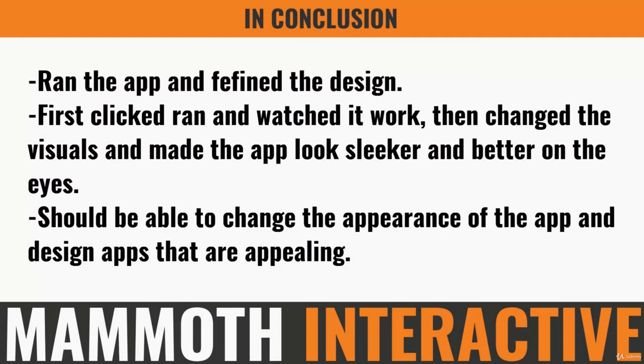So in this final part of the tutorial, we actually ran the app for the first time and then refined the design based on what we saw. So first we clicked run and watched how it worked, and then we changed the visuals and made the app look sleeker and better on the eyes by going into the main.axml file and modifying the fields directly. So by now we should be able to change the appearance of any app we create and design apps that are visually appealing, because again, no one wants to use an app that doesn't look very good.